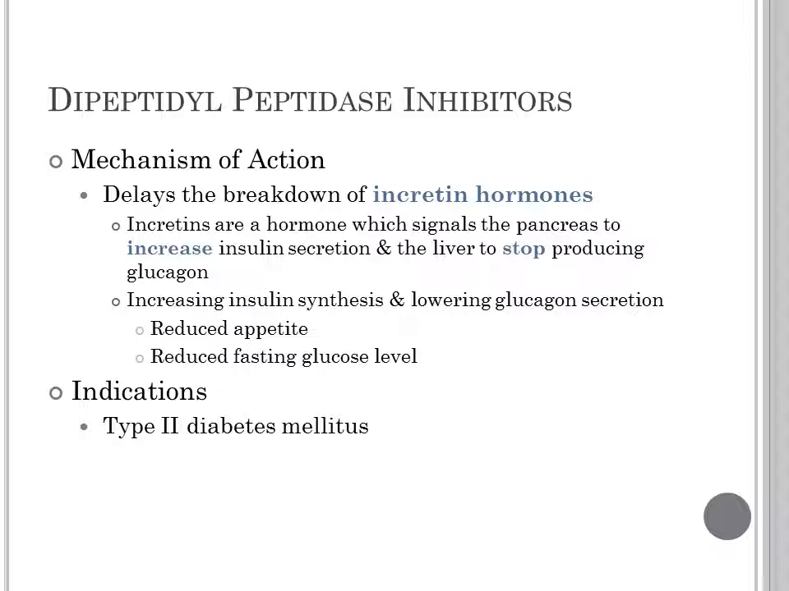With reducing the appetite and the amount of food eaten, it also reduces the fasting glucose level. And the only indication for this is typically type 2 diabetes. Although it might be used off-label for weight loss every once in a while, it's typically only used for type 2 diabetic patients.